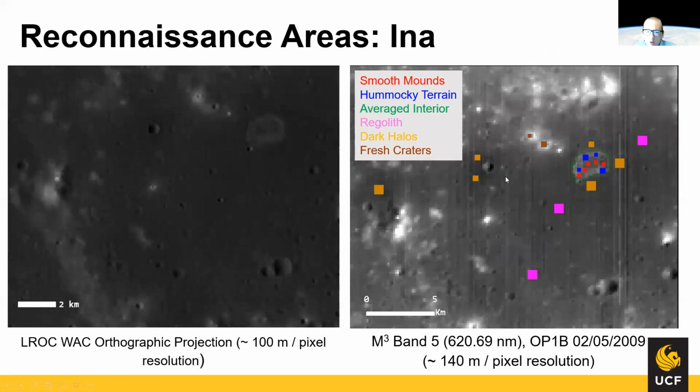The colors for each of the subgroups represented here are shown at the top left. Red for the smooth mounds, blue for the hummocky terrain, green is an average over the entire IMP interior, pink is the regolith, orange is the dark halos, which are compositionally distinct deposits that tend to be darker in albedo surrounding some of the IMPs. And finally, brown is the fresh craters. The relative size of the squares indicate the pixel averages that were taken for each of the extracted spectra. So all of these spectra are either 2x2, 3x3, or 5x5 pixel averages.